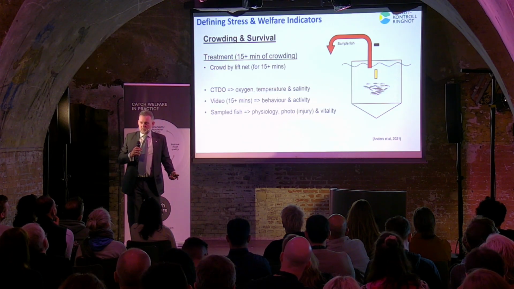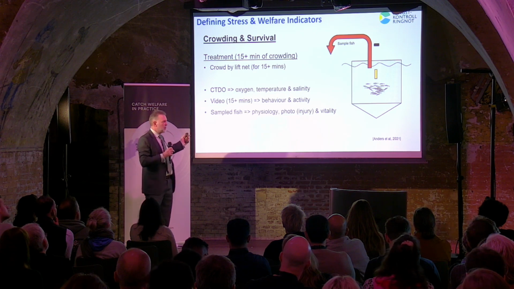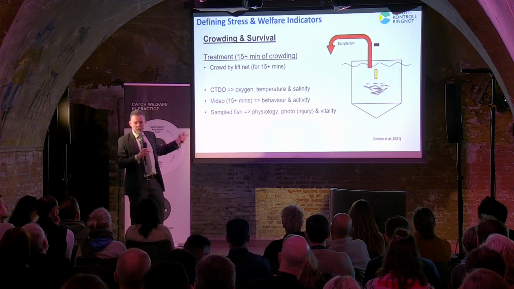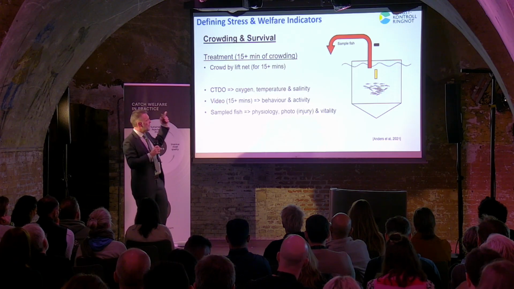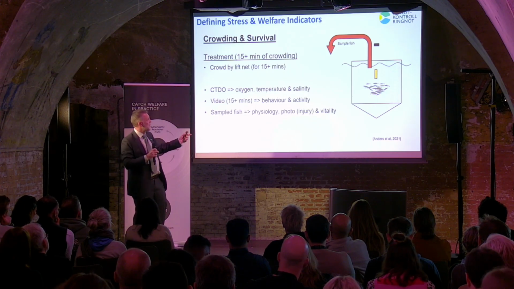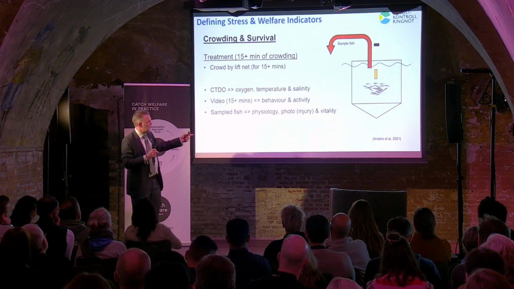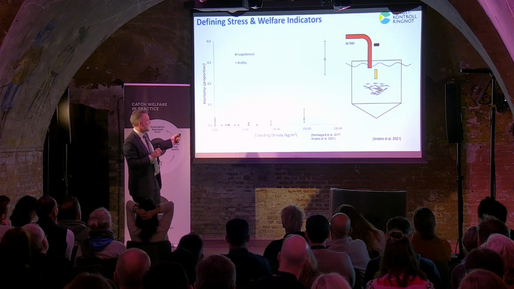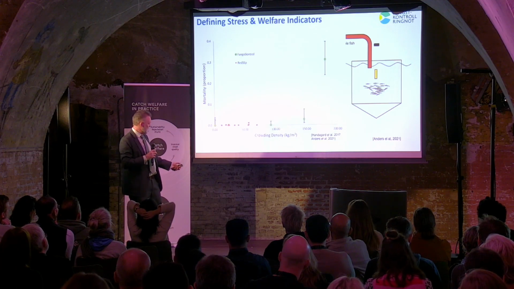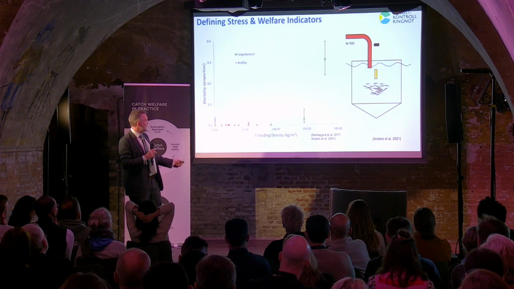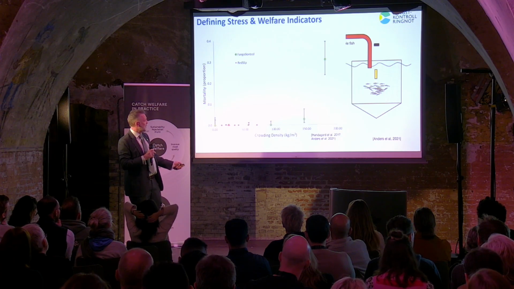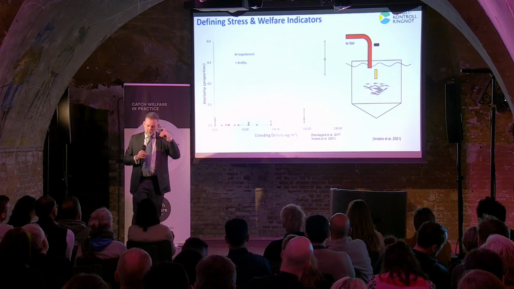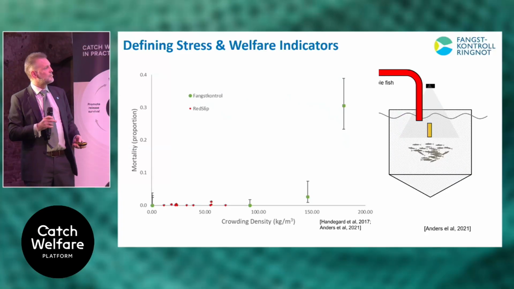Some of the information we're bringing in, some of you will be familiar with. I've presented it at previous meetings. I'm not going to go into detail about the studies, but we've got controlled experiments where we've crowded mackerel, and we've looked at different metrics, including the mortality of the mackerel. And we can see above 100 kilograms per meter cubed, we start to get a significant mortality. Just put a pin in that. We're going to come back to that.